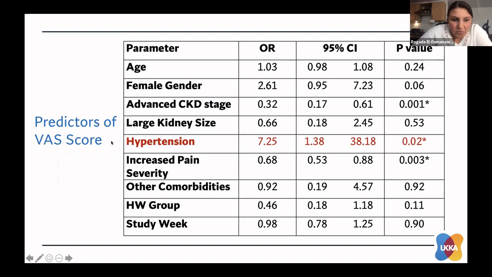Now, what predicts your self-reported health status score? Well, lower scores are associated with advanced CKD stage and pain severity. That's to be expected. But it was quite interesting that patients who had hypertension had higher self-reported health scores. And it's not entirely clear as to whether this was because they were managing their own blood pressure and felt a bit more empowered.